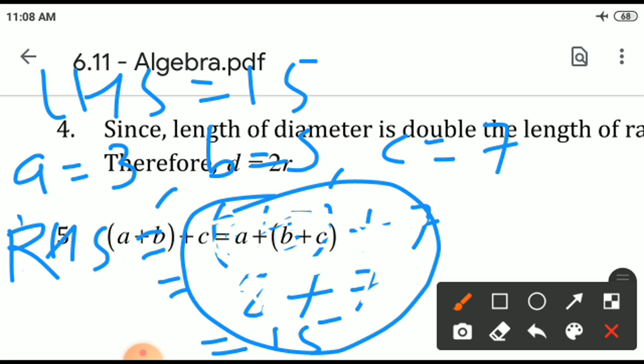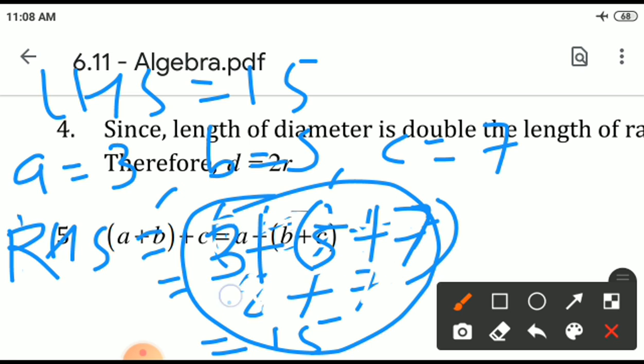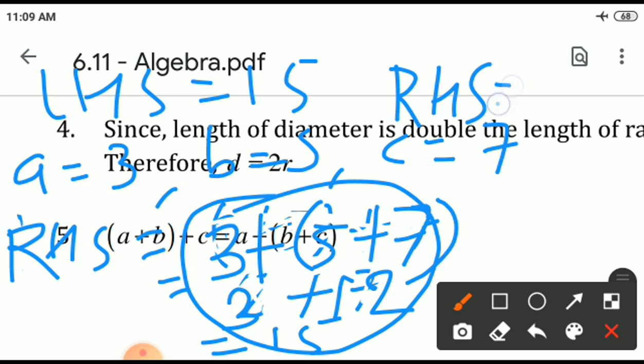Now what is the RHS? A we write first. A means 3. Can I write 3 here? In brackets B and C. What is B? 5 plus 7. What will be 5 plus 7? Yes, 3 is as it is. 5 plus 7 is 12. Is it? So 3 plus 12, already finished, RHS is equal to 15. So both ways RHS is 15, LHS is also 15.